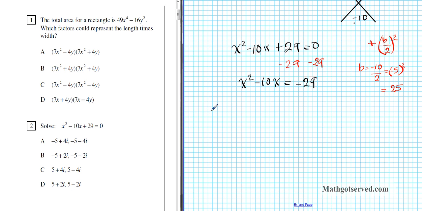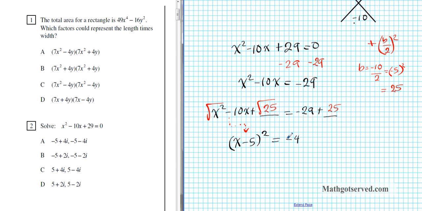So to get it prepped for that, we're going to write it as x squared minus 10x plus the term that completes the square equals negative 29 plus the term that completes the square. So the term that completes the square here is 25. So you insert a 25 here and a 25 here. We have a perfect square trinomial on the left side. So we're going to factor that. So what you do is you take the square root of the first and the last and bring down the middle sign. Okay, so we're going to have x minus 5 quantity squared, and then negative 29 plus 25 is negative 4.